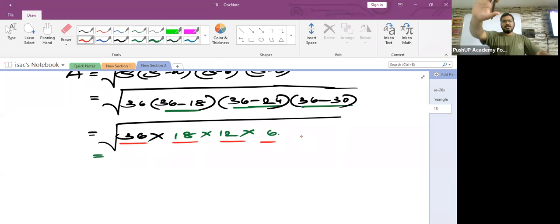You may get a very big number, and then you will use the long division method, or you will use the prime factorization method to find the square root of that big number, isn't it? But children, I will never suggest you to go with that method. You know what is the reason behind it? It's highly time consuming. So what is the alternative method?